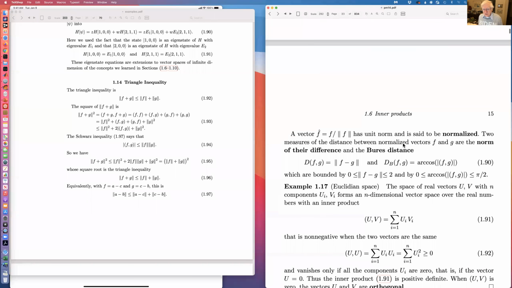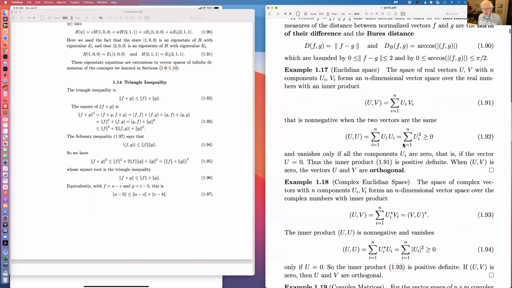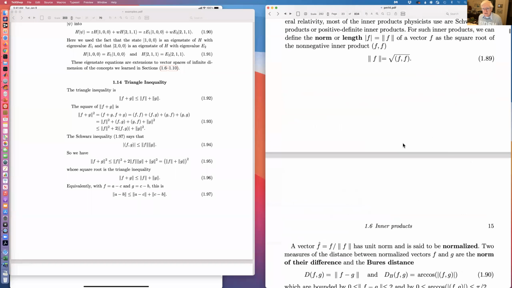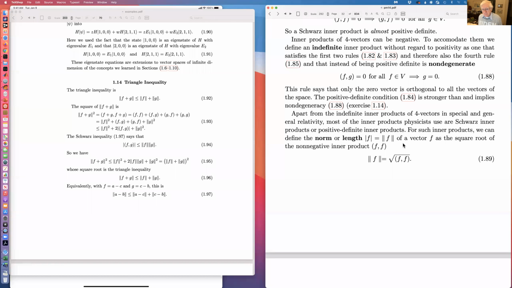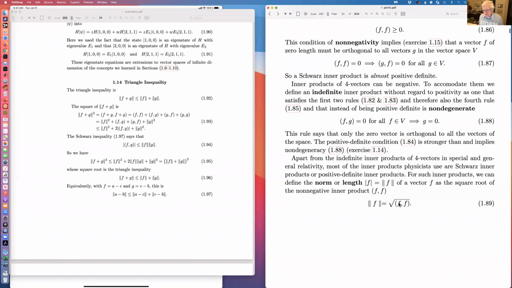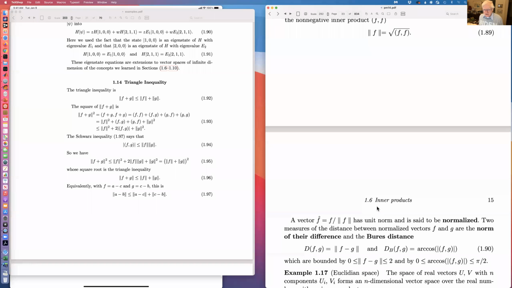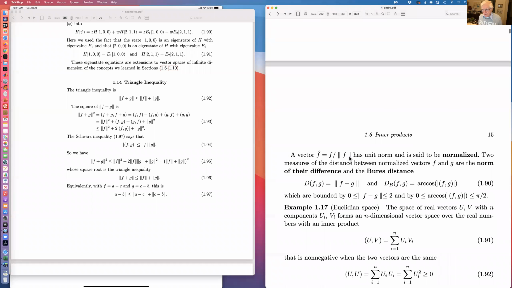Anyway, one of the things that we learned followed from those inner products is that the inner product of a vector with itself is typically positive. You can take the square root, and that's called the norm. And if you take two vectors and normalize both of them, you can then compute their distance, and the distance will be somewhere between 0 and 2 if you just take the norm of that difference.